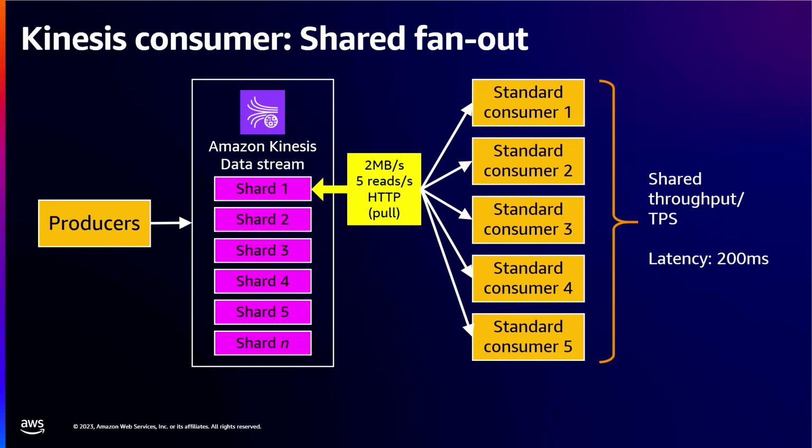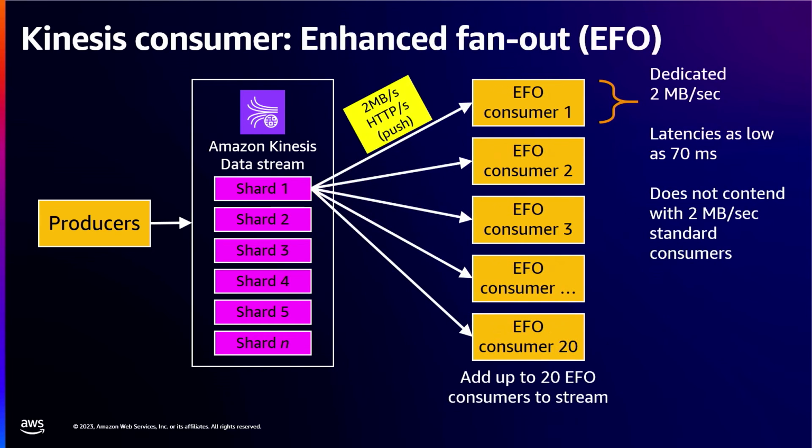Now, to maximize throughput, you want to limit the number of different Lambda functions reading from the same stream to those 5 possible shared consumers. So each shard can support up to 5 transactions per second for reads, up to a maximum total data read of 2 megabytes per second with a latency of about 200 milliseconds. And remember, the Lambda service is going to poll each shard once per second.